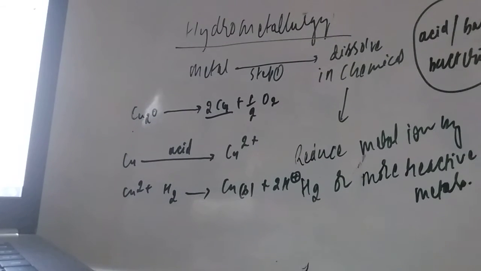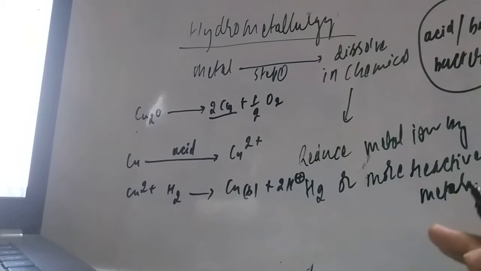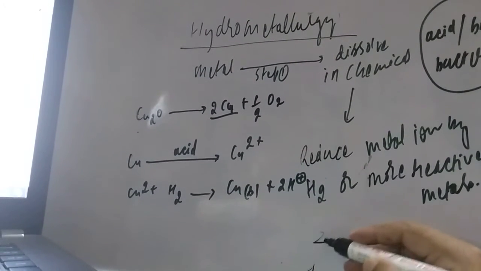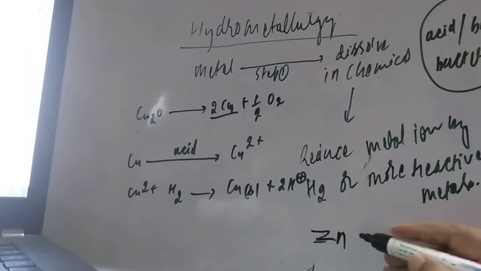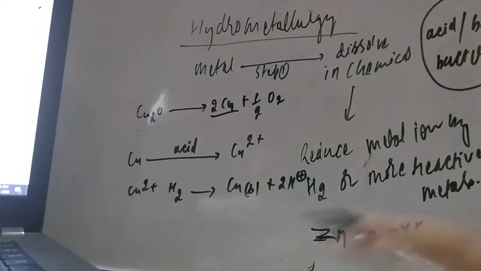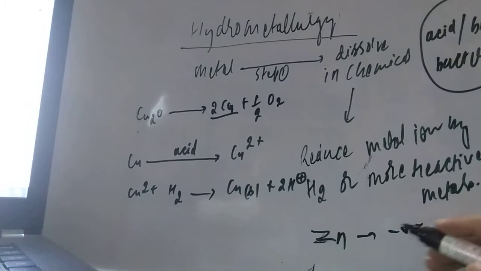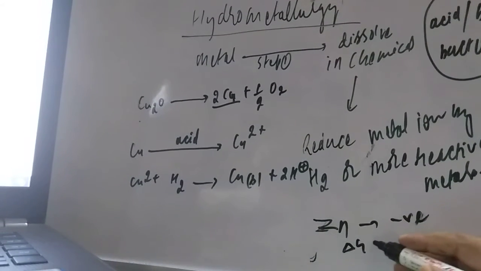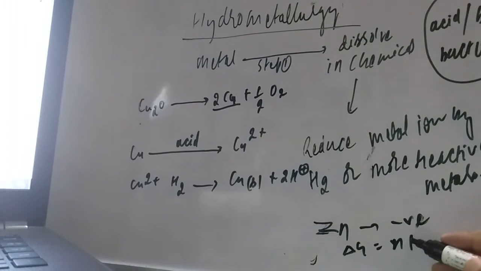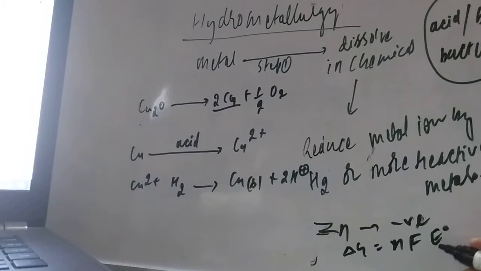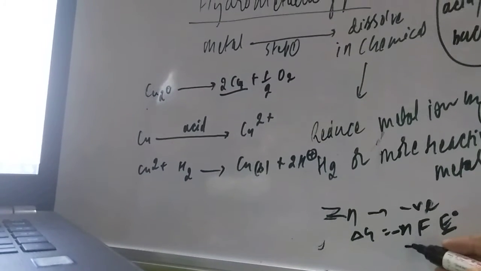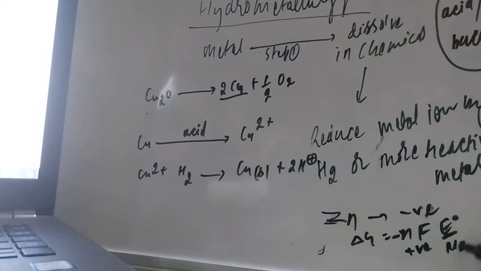The reduction potential of zinc and iron is very much negative, student. If the reduction potential value is negative, then if you put it in delta G equals minus nFE naught, this is negative and this is negative. So negative becomes positive, and if it is giving positive, it means non-spontaneous.